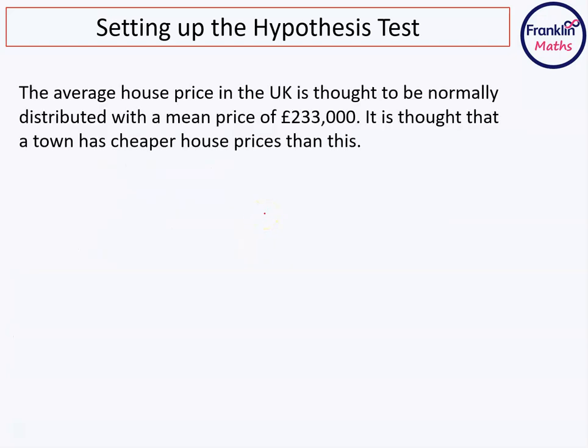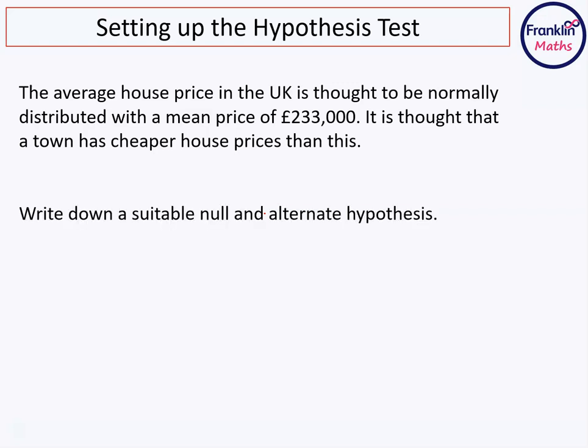The average house price in the UK is thought to be normally distributed. We've got a mean of 233,000, and a town thinks that their house prices are cheaper. And we expect to write down the null and alternate hypothesis. So we're going to let x, in this case, equal house prices, or average house prices, doesn't really matter at this moment in time.